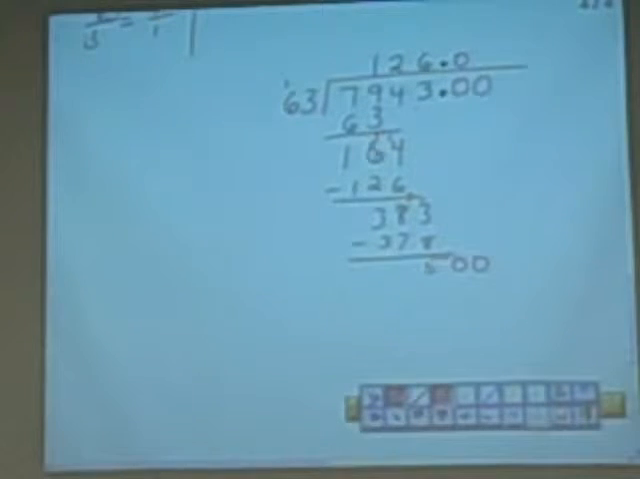So now we can estimate 6 dividing into 50, which would be what? Well, 6 times 8 is 48, right? So that might work. Let's see if it does. So let's try 8.